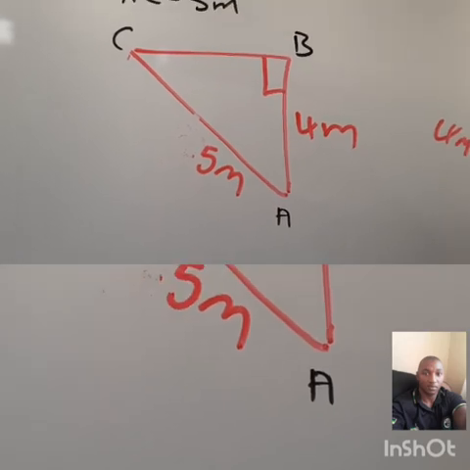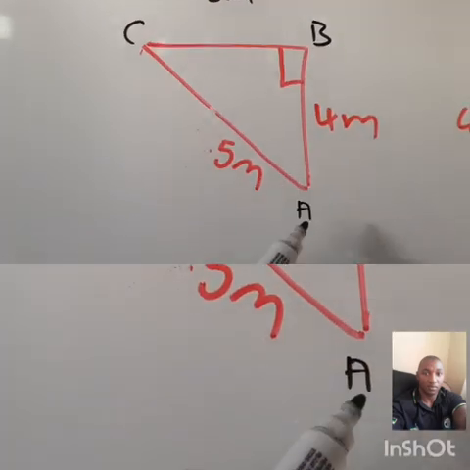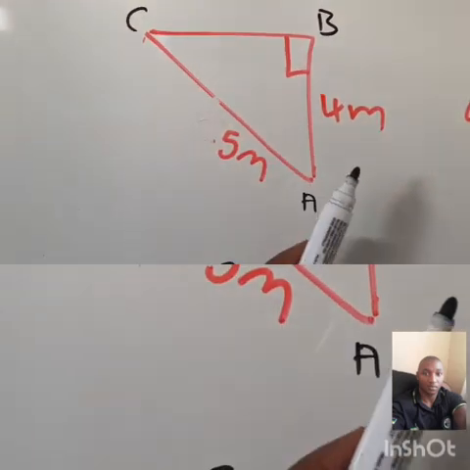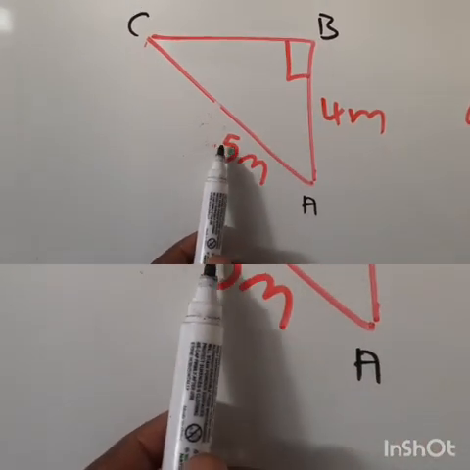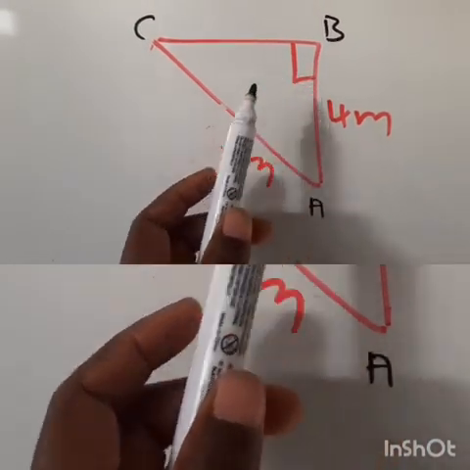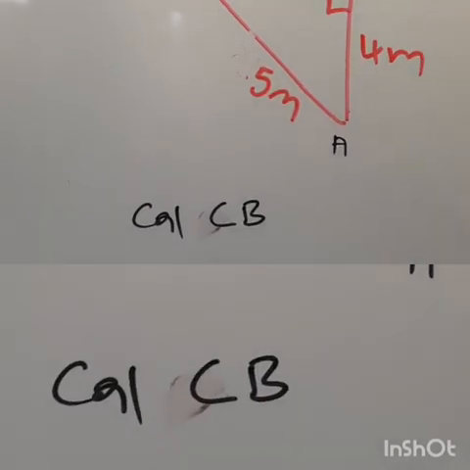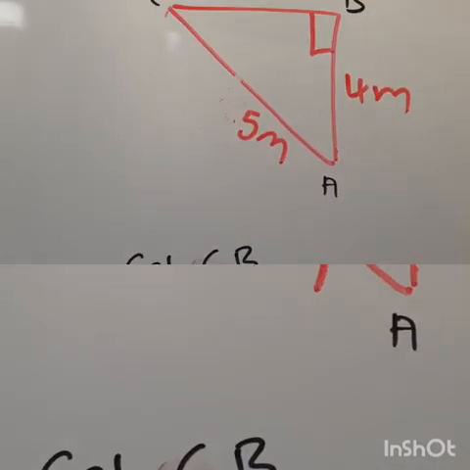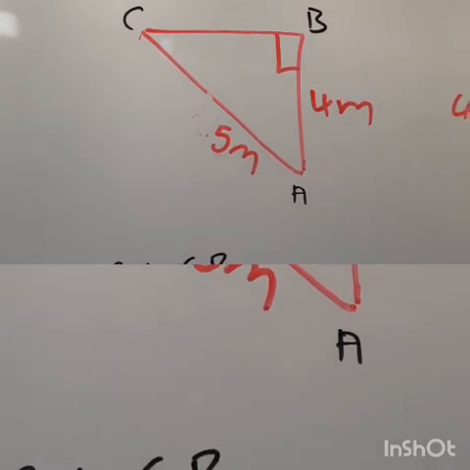Okay, this is the third example. I've been given CB in the triangle ABC. I've been given the 4 meters here, the 5 meters here. It is a right angle triangle, and we are expected to calculate for CB. Now remember that the first thing we do, we label our triangle.